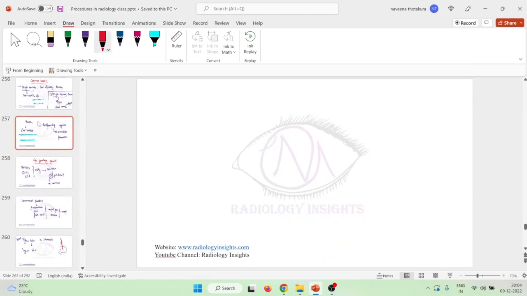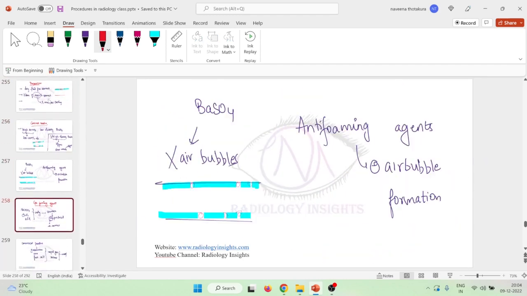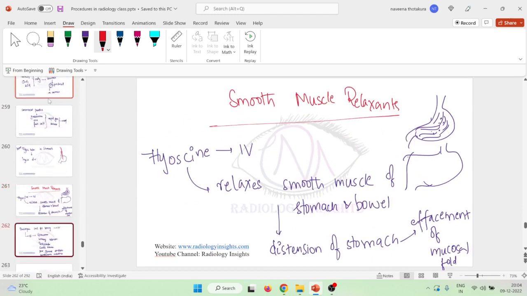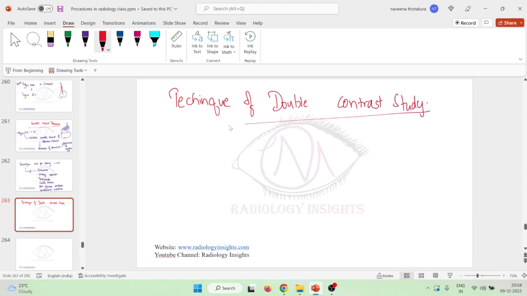So in the double contrast studies, we are using three things mainly: contrast media, gas forming agents, and smooth muscle relaxants. Now let us see the technique of double contrast study. So how are you going to actually do the double contrast study? First and foremost, IV Buscopan is given to the patient. Before we even give barium to study the stomach, we give IV Buscopan.